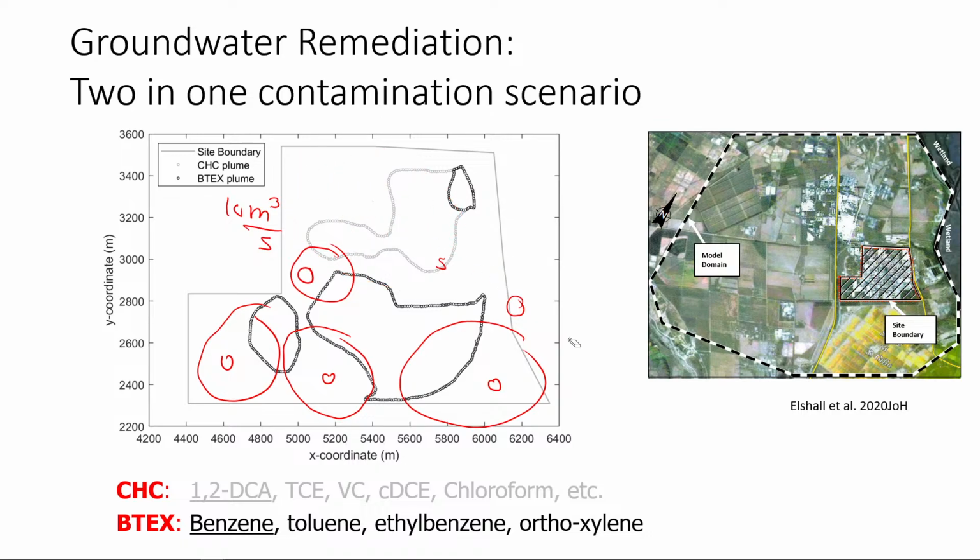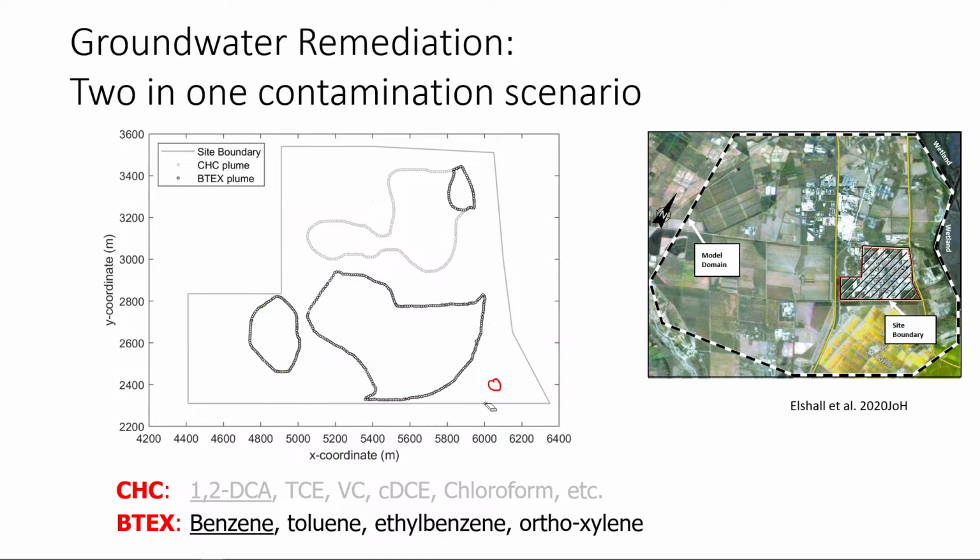So the problem is that I am not only uncertain about how much I need to capture, like this much, that much, or that much, like pumping rate, but also where to put these wells: put it here, put it here, put it here. So this is exactly the optimization problem. That's what the optimization will do.